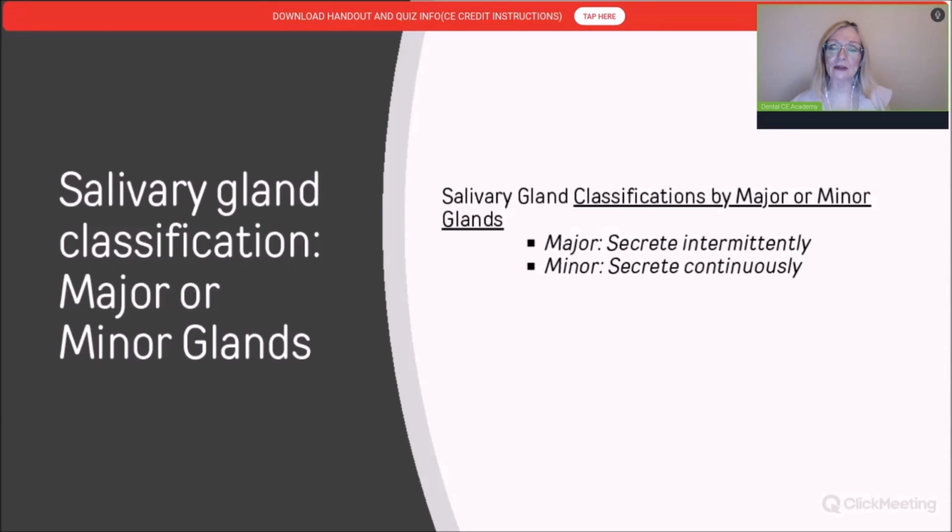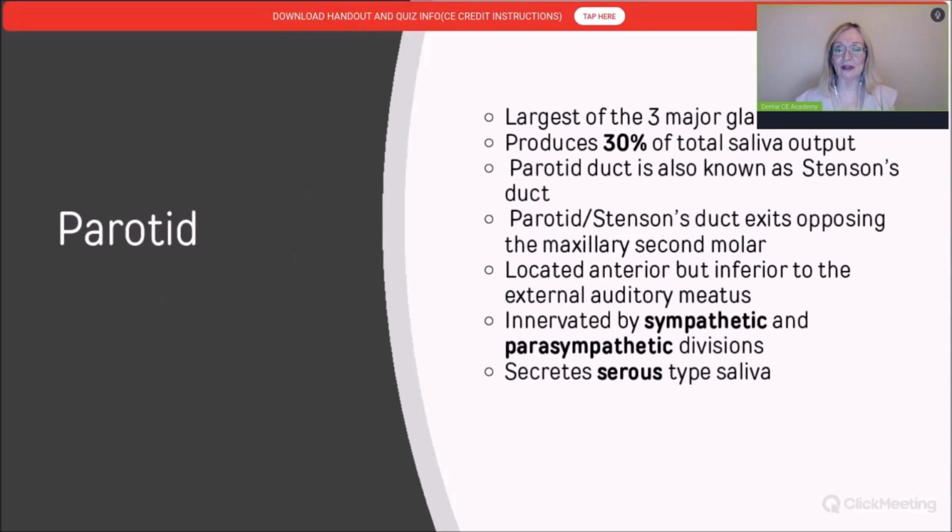So the salivary glands, when we classify by major and minor, the major glands secrete intermittently and the minor glands secrete continuously. So the minor glands are the mucosal glands. They're there to protect and lubricate the mucosa and protect the integrity of the mucosa. So they secrete all the time, but the major glands secrete on cue. If you're having pizza, etc., that can cause you to salivate, right?